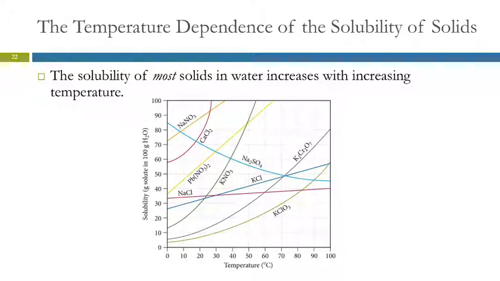Not all substances increase their solubility, though. Sodium sulfate is one that actually decreases the solubility as you increase the temperature, but that's weird. Sodium chloride does not change much with temperature. It's pretty flat compared to the rest of those.